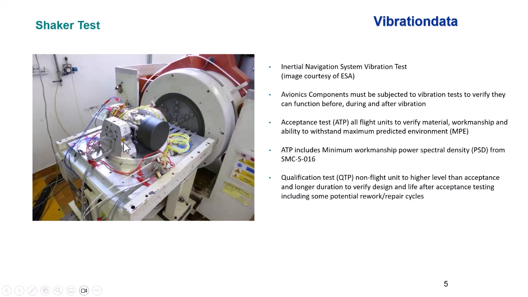Now this component happens to be an inertial navigation system, and this is courtesy of the ESA, that's the European Space Agency. So the avionics components must be subjected to vibration testing, and we'll talk about shock as well later on. And we want to make sure these components can function properly before, during, and after vibration. So they should be powered and monitored. If it's an electronic component, it should be powered and monitored during the vibration test. If it's just some strictly structural component, then we don't need to power and monitor it, obviously.